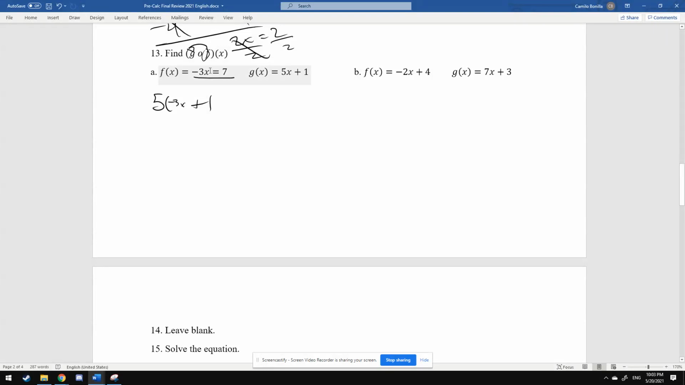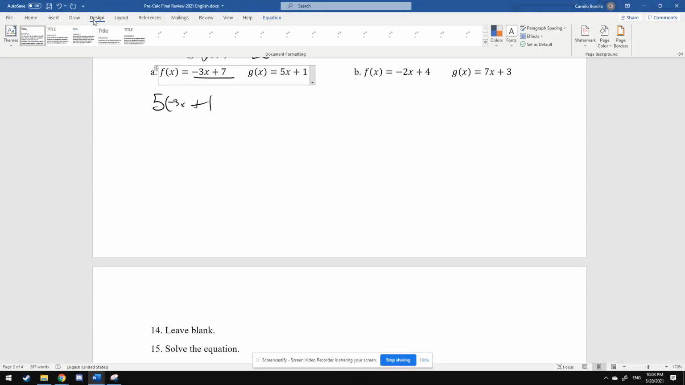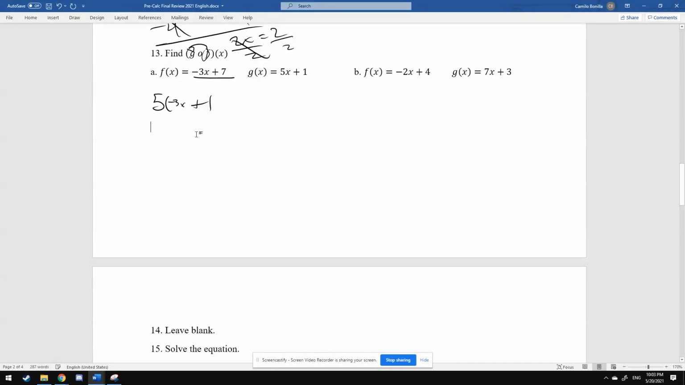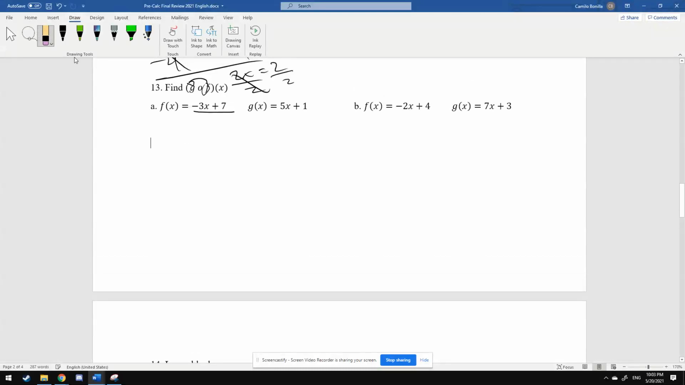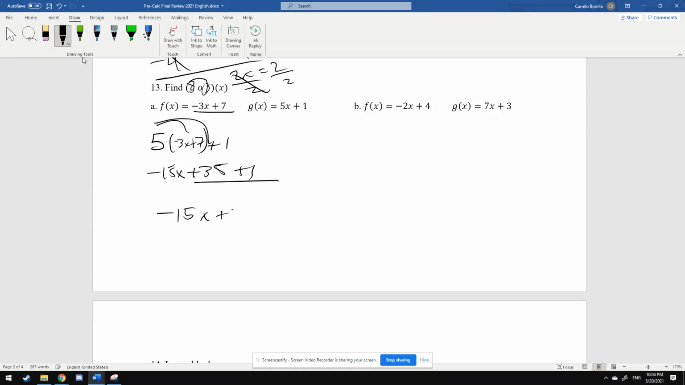This should be a plus sign. Plus, oops, still in erase mode. Plus, let me erase it. Okay, let's do that again. So I got 5x plus 1. Take out the x and put negative 3x plus 7. Multiply 5, negative 15. Multiply 5 into 7. That's 35 plus 1. All you can do is add these two. So I got negative 15x plus 36.